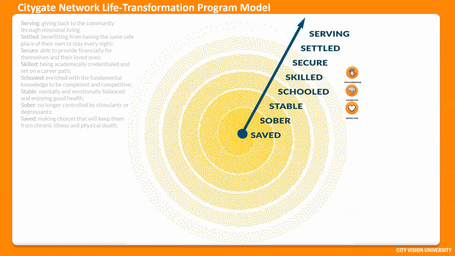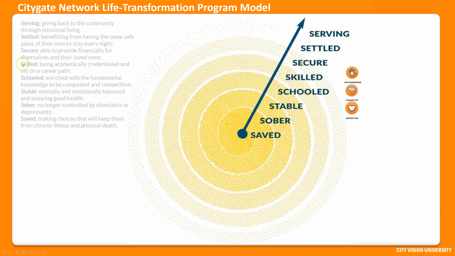Now, we also talked about the theory of change that Citygate Network, and what used to be the Association of Gospel Rescue Missions, uses. They talk about the stable. So mentally and emotionally balanced and enjoying good health. So that's largely the affective domain of learning. And then you have schooled, enriched with fundamental knowledge to be competent and competitive. That's largely the cognitive domain.